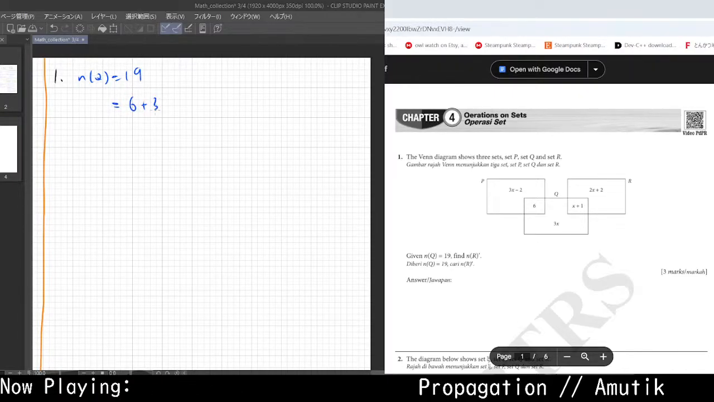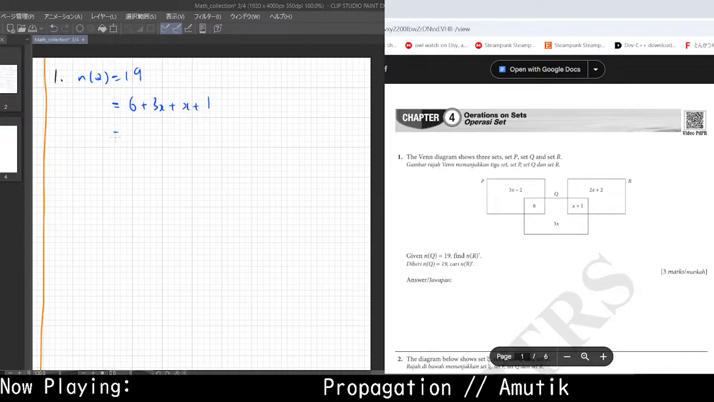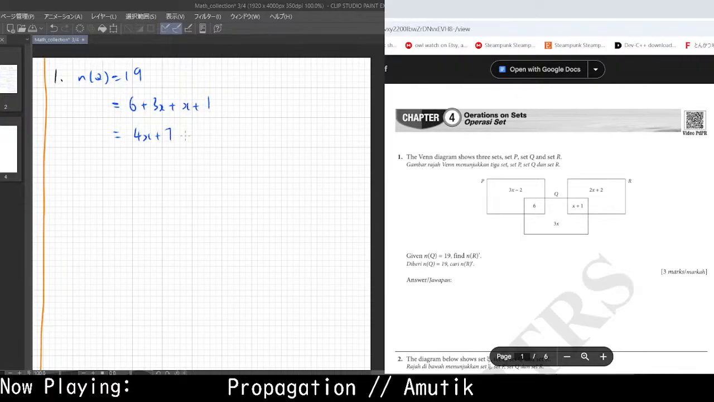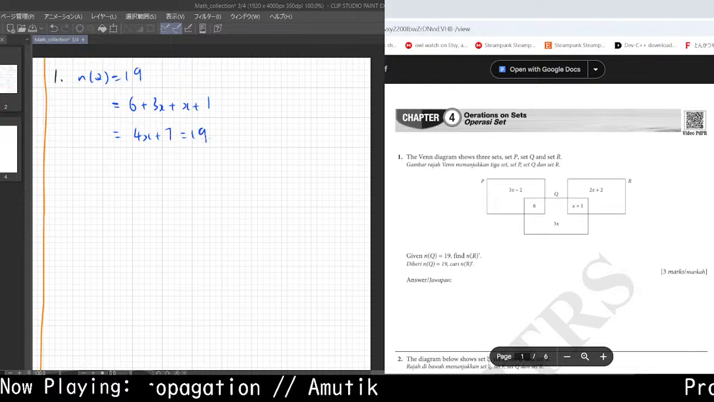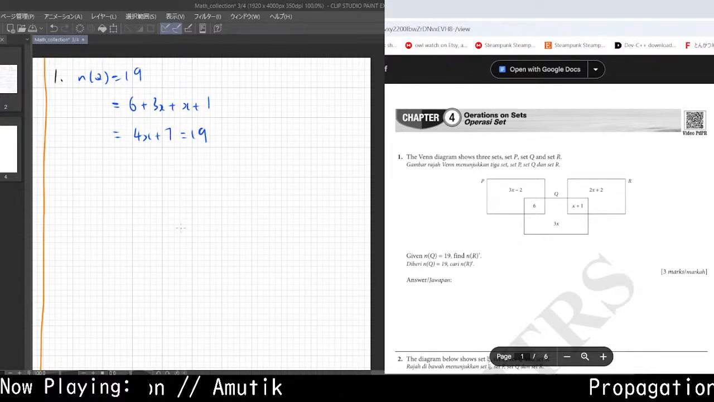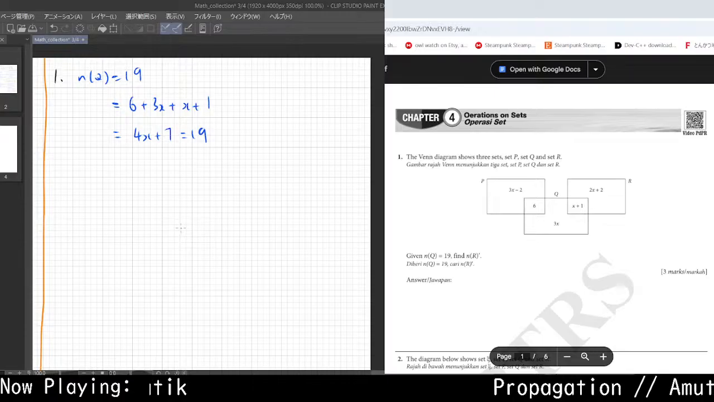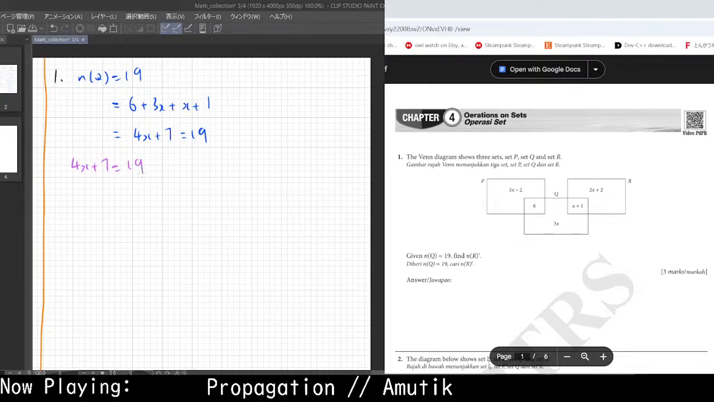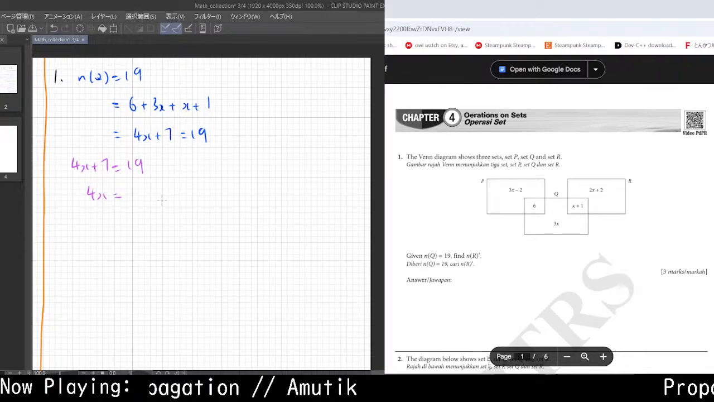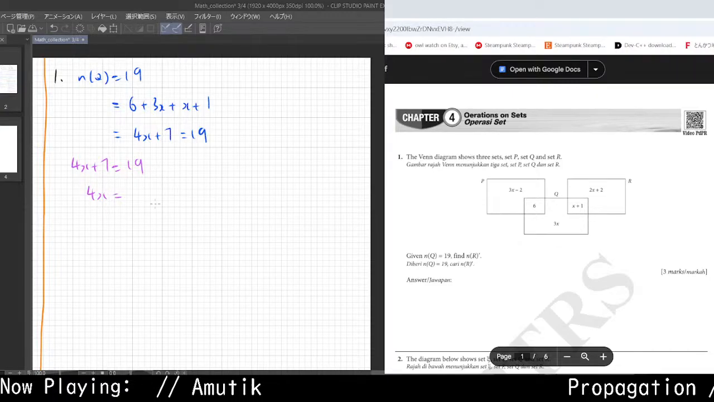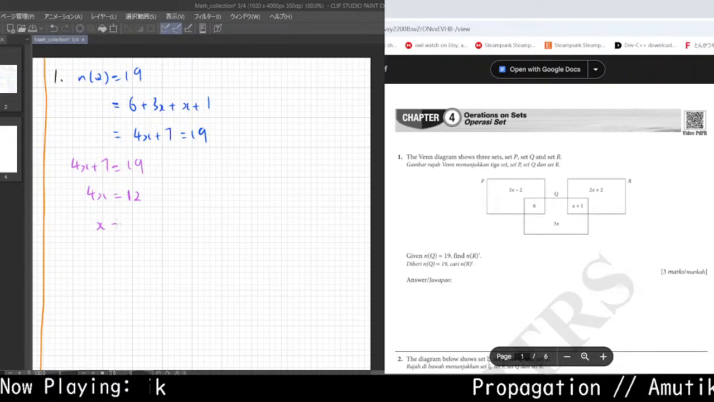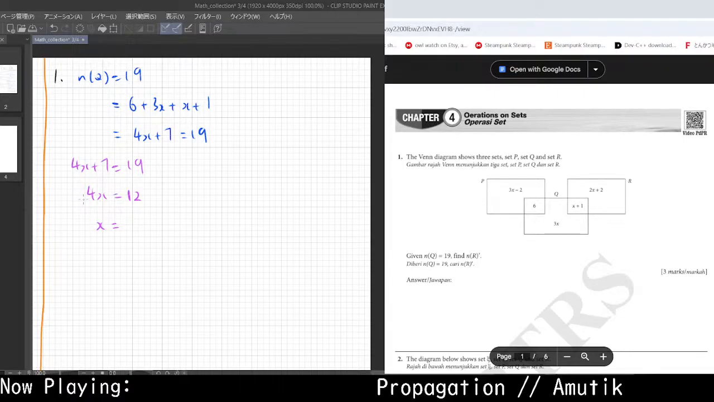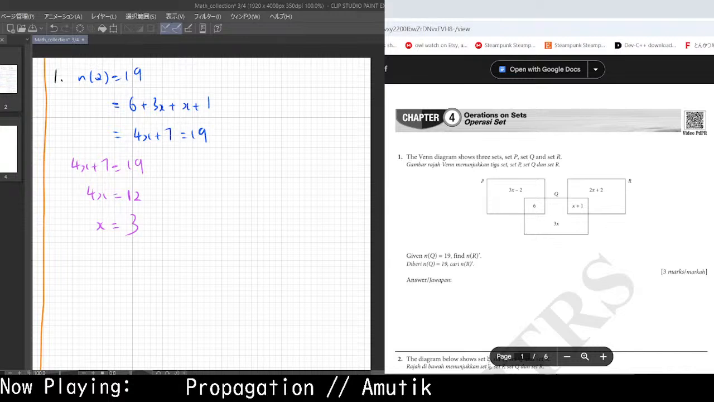So 6 plus 3x plus x plus 1. This will get you 4x plus 7, and this is equal to 19. Okay, so since 4x plus 7 equals 19, you can rearrange it and solve for and find the value of x. 4x equals 19 minus 7, plus becomes minus, you get 12. Therefore x, you want to get rid of the 4, you bring it over, multiply becomes divide, so 12 divide 4, you get 3. So x equals 3.